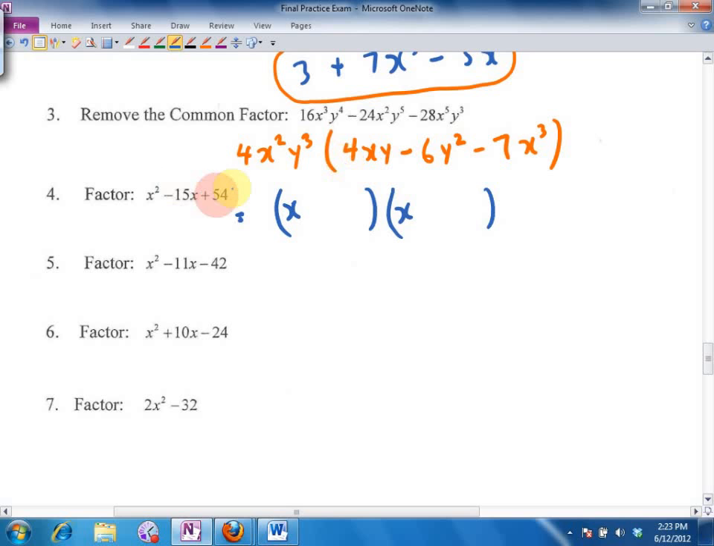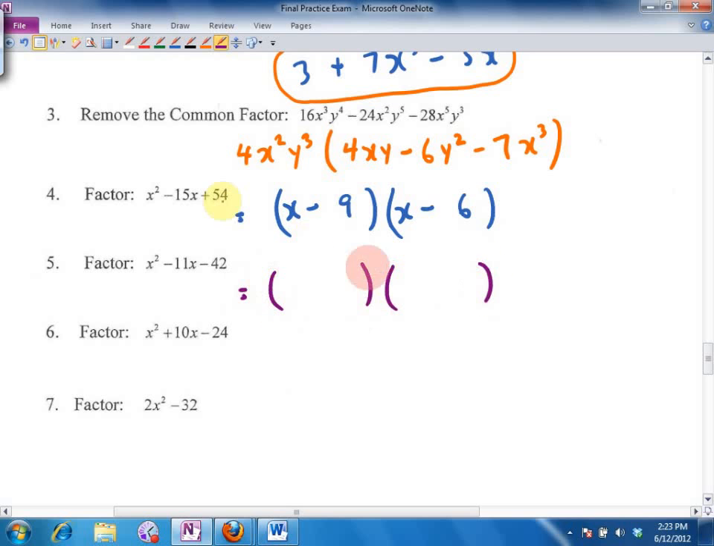Okay, the signs are going to be both the same, both negative. Multiply to give me 54. Add to give me 15. 9 and 6, or 6 and 9. Doesn't matter which way. They're both minuses, so it doesn't matter. Next one.